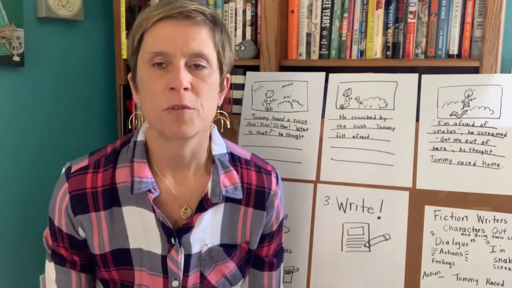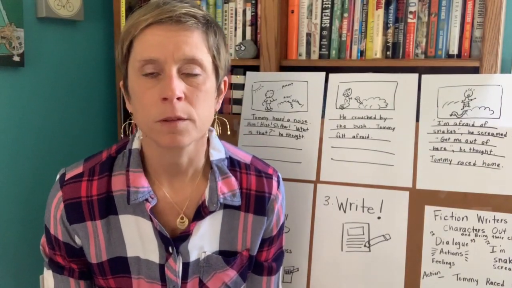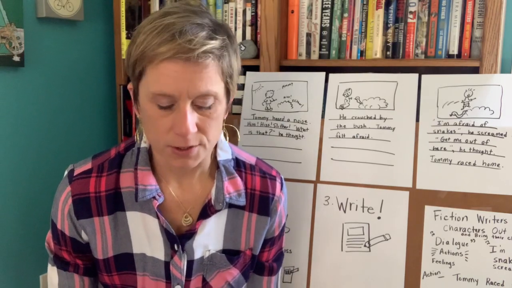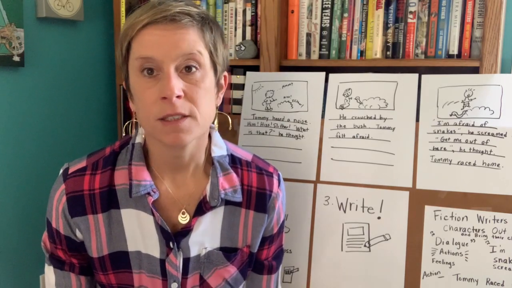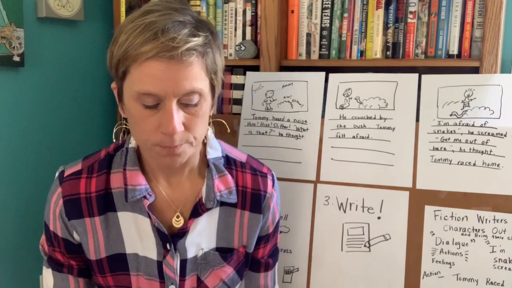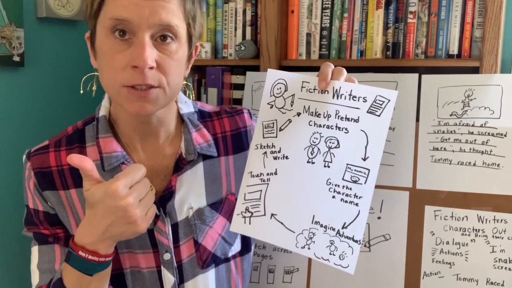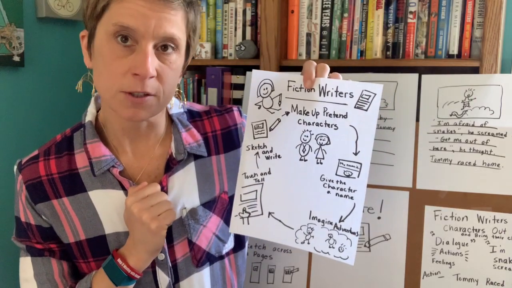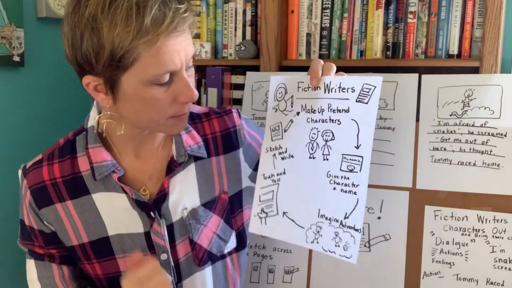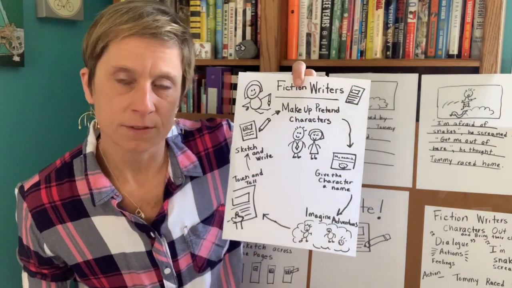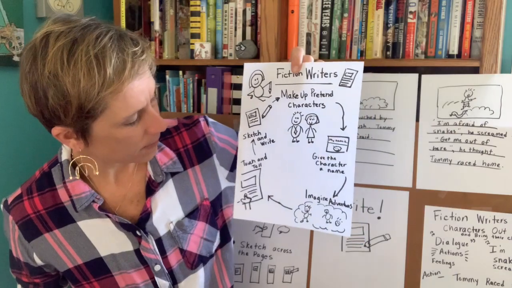Let's get started with our first mini lesson for Unit 4. Today, we're going to think as fiction writers. There are some things that fiction writers always do. Fiction writers make up pretend characters. Fiction writers give their characters names. Fiction writers imagine adventures that their characters may do.